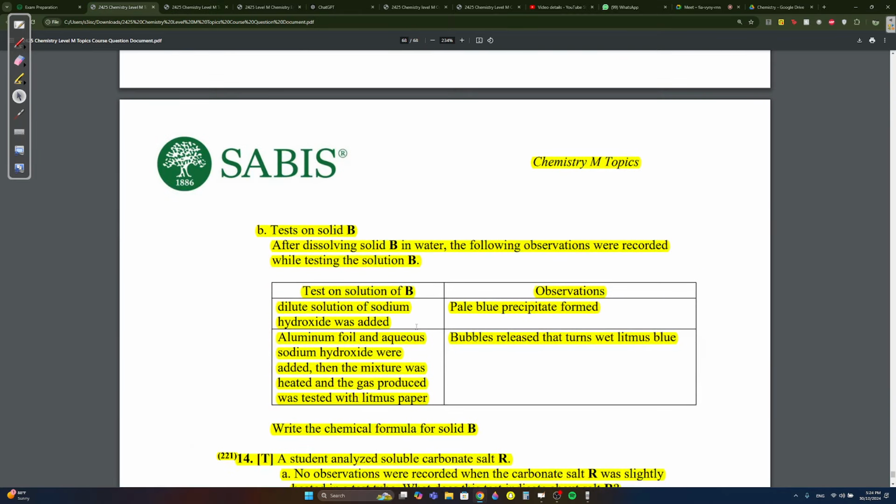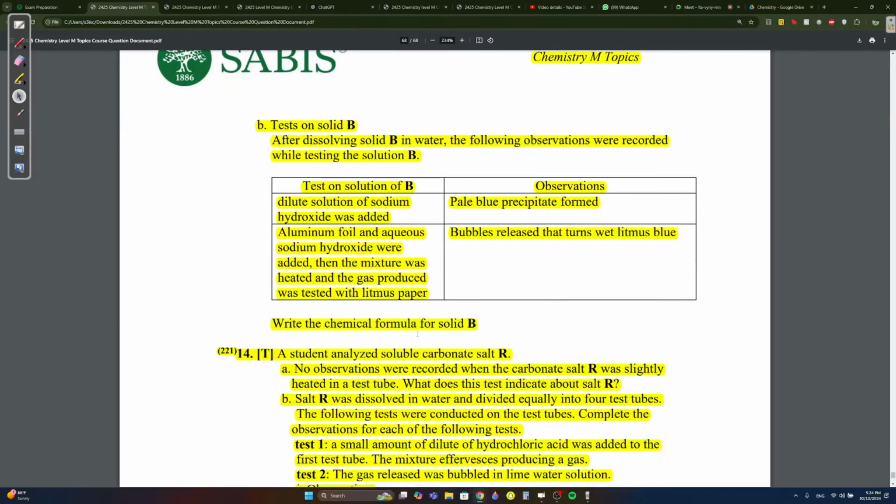Part B. After dissolving solid B in water, the following observations were recorded while testing solution B. Dilute solution of sodium hydroxide was added. They got pale blue precipitate. So immediately you know that it's what ion? Cu2 plus. Aluminium, NO3 minus. Very, very easy. So Cu 2 plus and NO3 minus. What do you get crisscross? You get Cu(NO3)2.